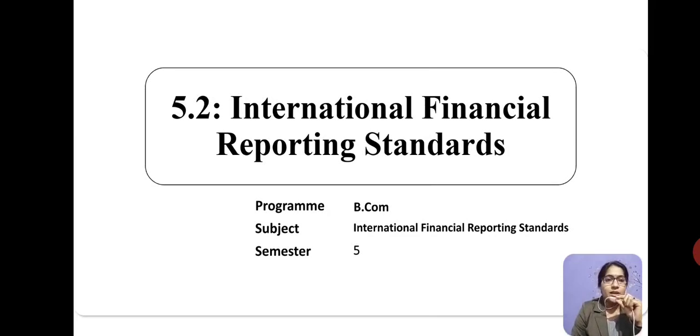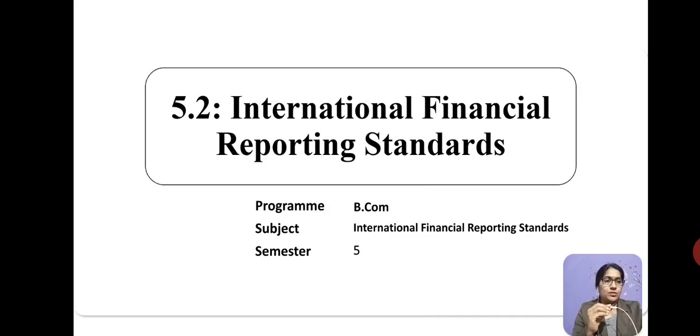So this actually comes in 5th semester of Bangalore University, and of course many other universities also have this as part of their syllabus. So let's see what is IFRS, and in this unit, in this session, what do we have to discuss about? Okay.